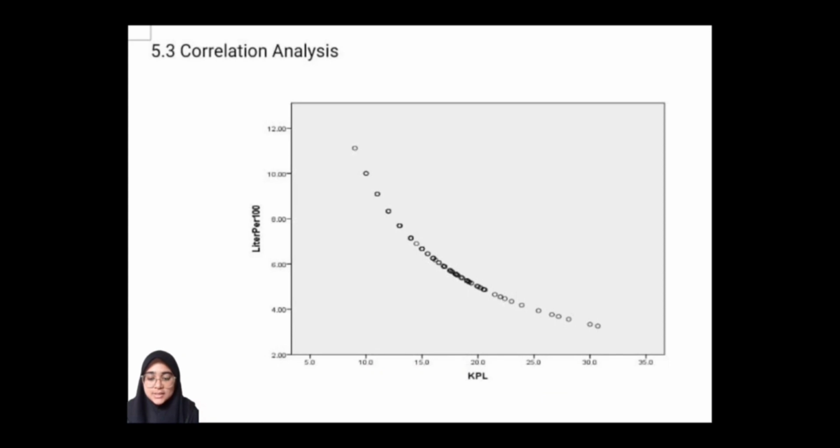5.3 Correlation Analysis. Correlation is a statistical technique used to determine the degree to which two variables are related. From the above table, the liter per 100 correlation is 1.0, so the strength of the relationship between liter per 100 and KPL is moderate. The nature of the correlation is negative. Next, the relationship is significant because the p-value is less than 0.05.